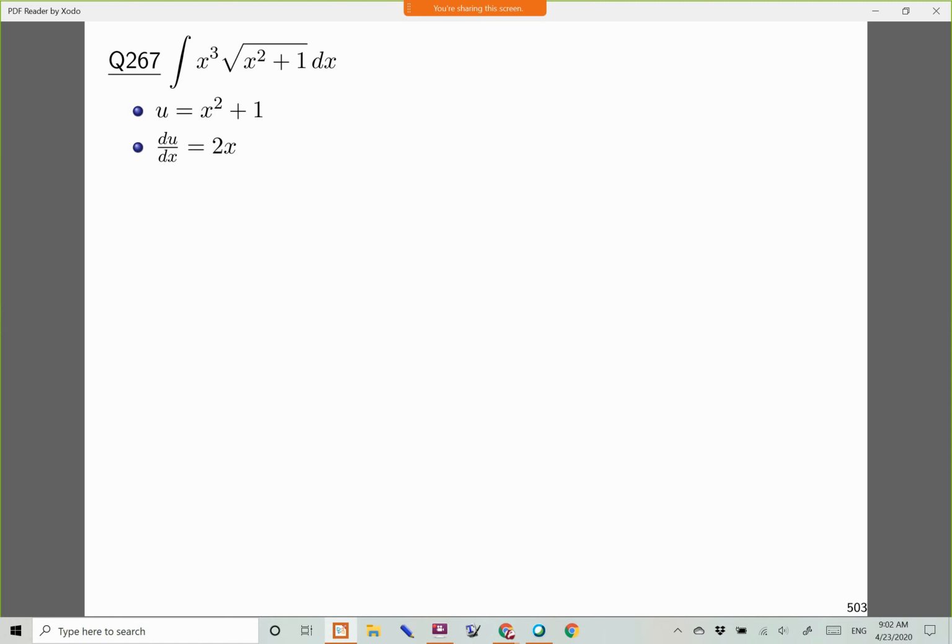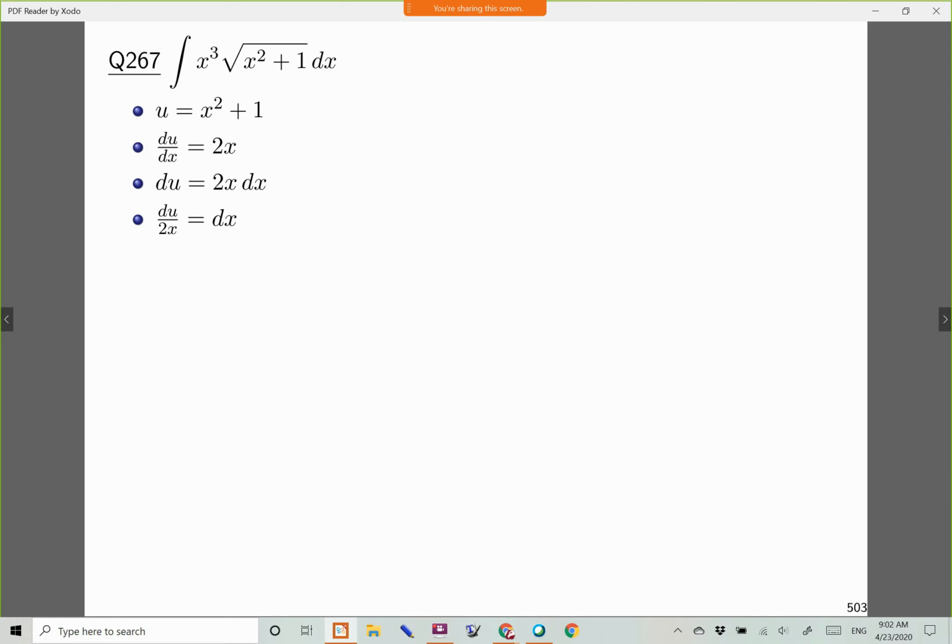Let's solve for dx. So the first step in that process of solving for dx, as always for these kinds of equations, is to multiply by dx on both sides. So you have du is equal to 2x times dx, and then divide both sides by 2x. So are we okay so far? I mean, maybe you're not happy with the choice of u, but like, are we?